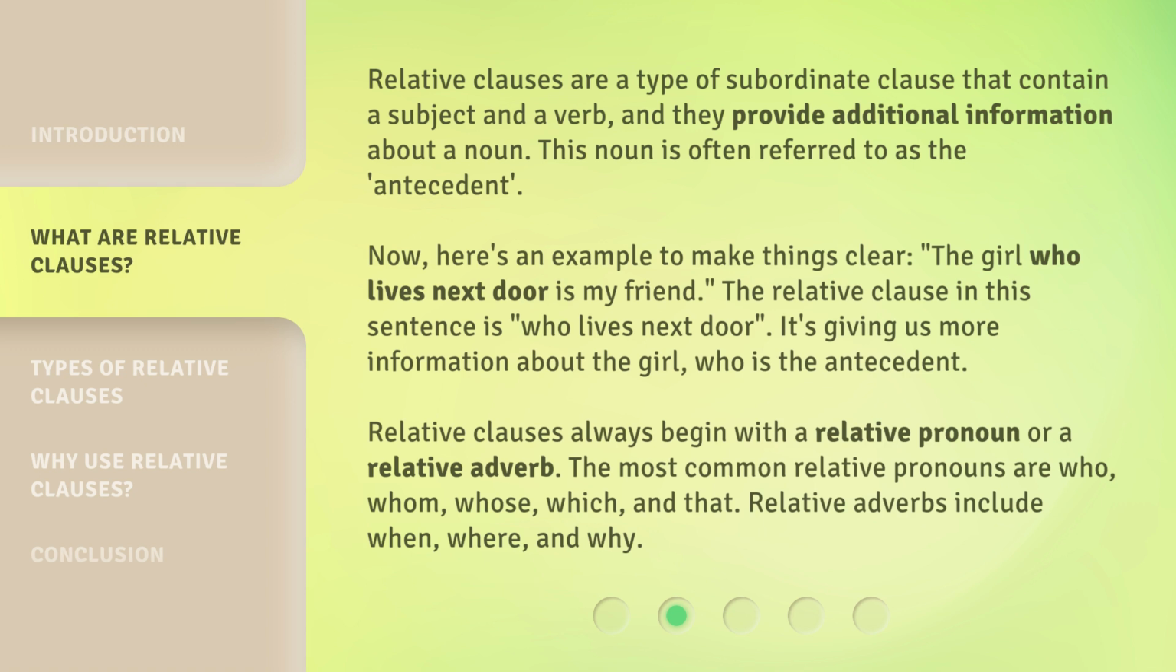Relative clauses always begin with a relative pronoun or a relative adverb. The most common relative pronouns are who, whom, whose, which, and that. Relative adverbs include when, where, and why.